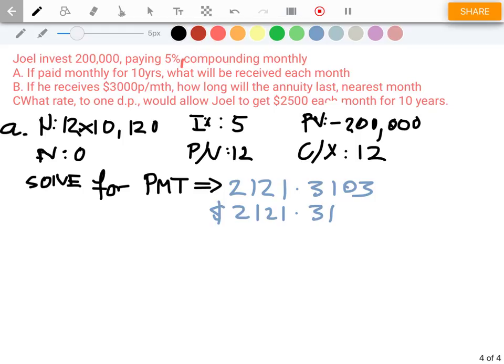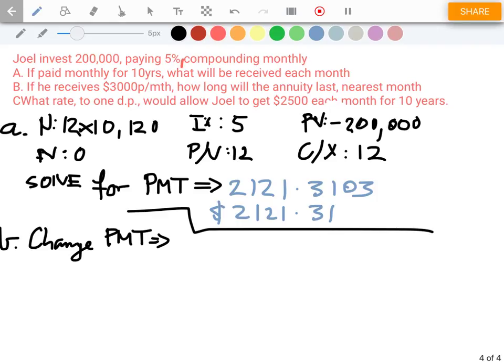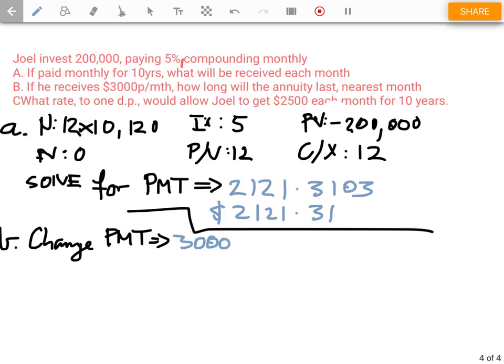asks us to think about if he receives $3,000 a month. So he goes, right, I can't live off that. So we go part B for $3,000 a month. We want to change payments in your finance solver to 3,000. That's what he wants to be paid a month.